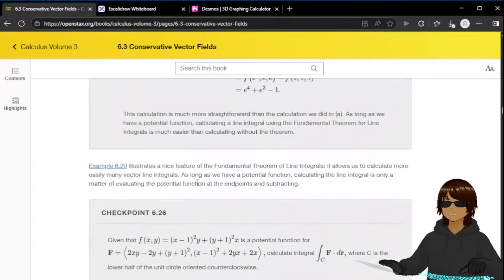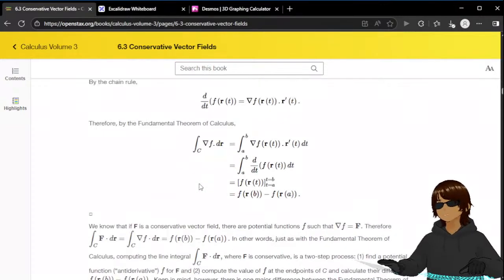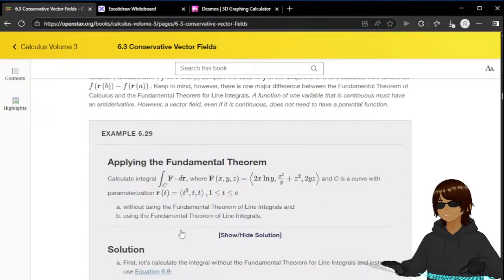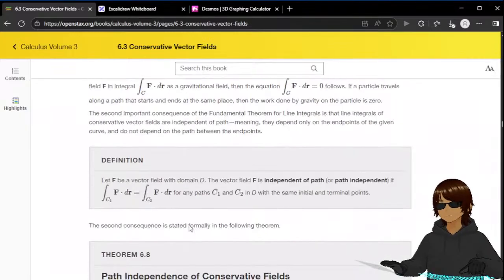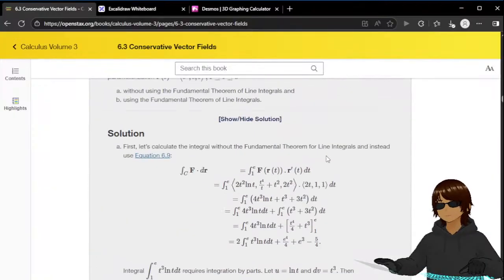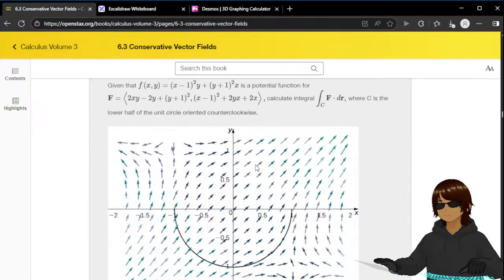Wait, would the fundamental theorem of line integrals work if the vector field doesn't have a potential function? What happens then? Do we need to do it the traditional way, without using the theorem?